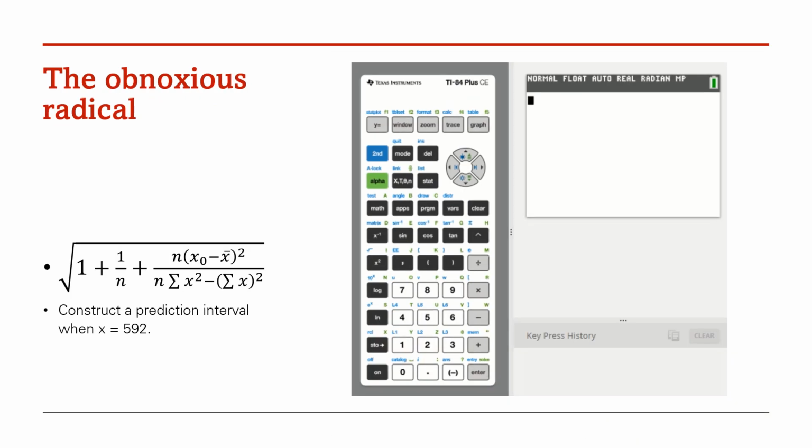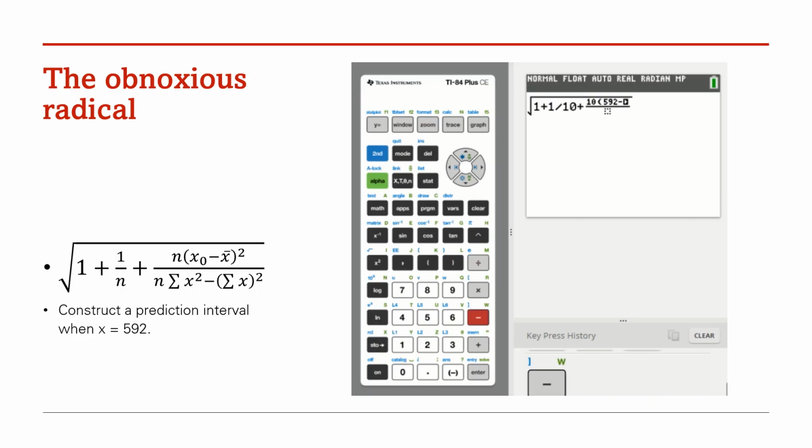Now recall that stats is not really about can you add, subtract, multiply, and divide a whole bunch of times, but do you know where these numbers go? So I'm going to do this as mindlessly as I can and not type anything fresh if I can avoid it. So I'm going to start with, in this obnoxious radical, with 1 plus 1 over 10 plus, now the next part is an obnoxious fraction inside of an obnoxious radical. So obnoxious fraction calls for alpha y equals enter. My n is 10. Open. Now they said x naught, which would be whatever x they gave us in this problem. This one would be 592.